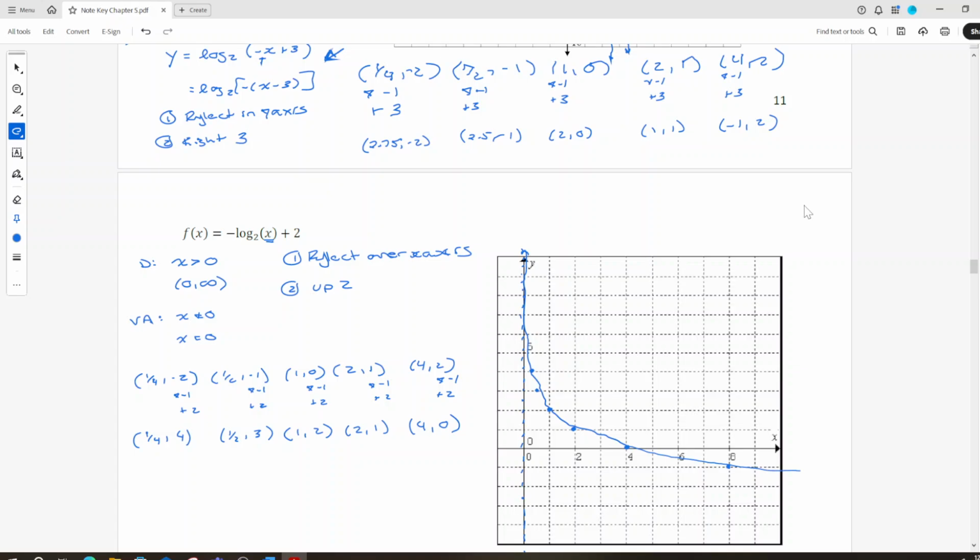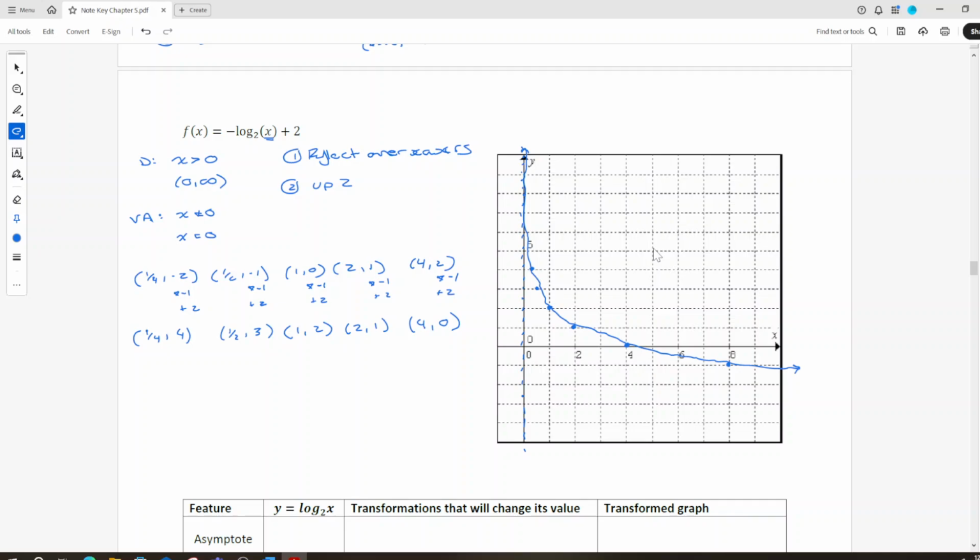Just to keep mine looking a bit good. So this is the graph, but again, do I need it? No. Before I even graphed it, I knew that the domain was 0 to infinity, and I knew that it had a vertical asymptote at x is equal to 0, right? Because there's no transformations on x. So good to be able to recognize it.